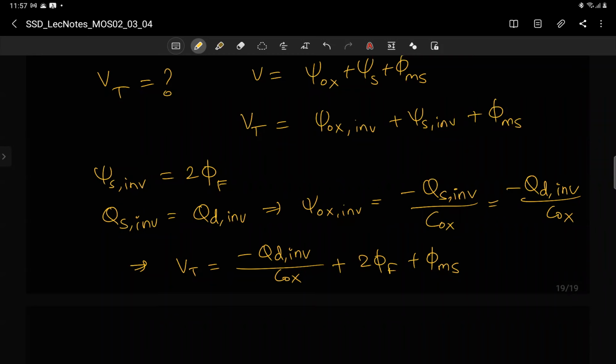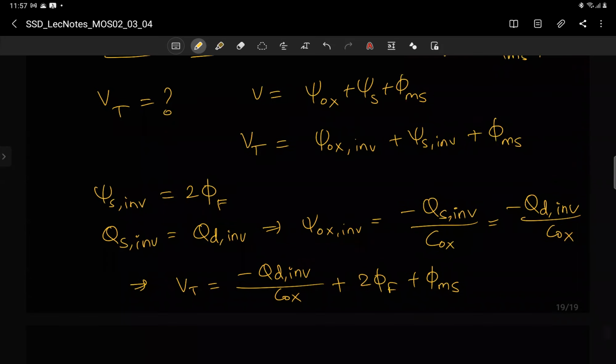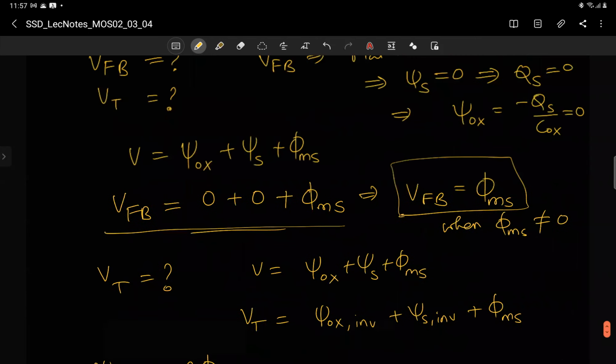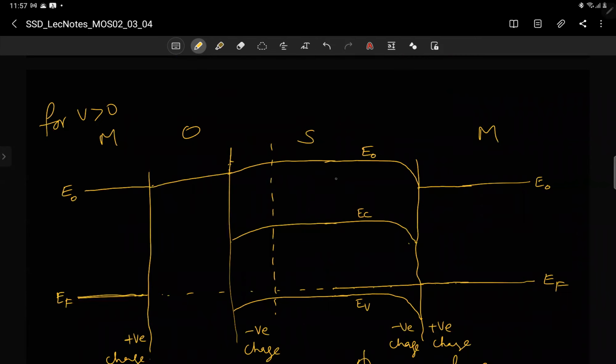Excuse me, sir. Why is the vacuum level of the semiconductor, oxide and metal different? Where, in the before-connecting band diagram, or in this one? In this picture, sir.